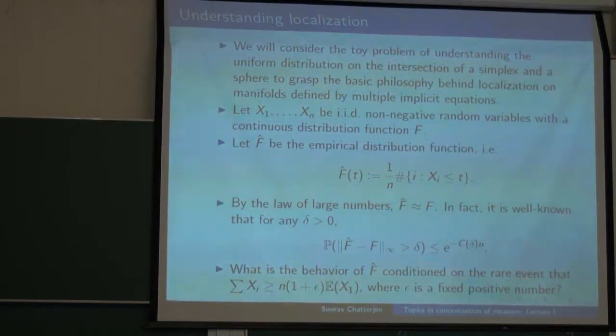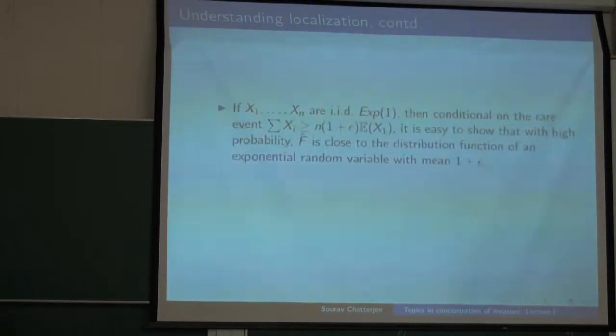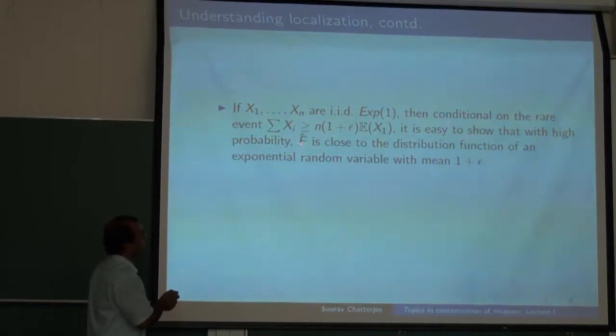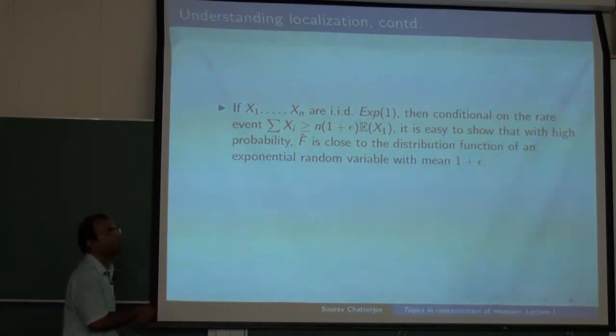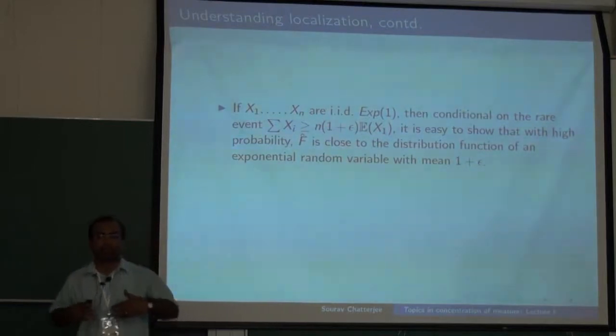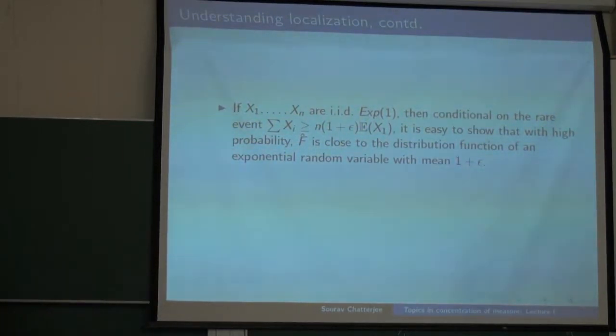So you have these IID variables, you construct the empirical distribution function, and you ask the question, what is this going to look like, conditioned on the rare event that the sum of the xi's is significantly bigger than what it should be. One can show, I'll not go into the proof, that if these are IID exponentials, then conditioned on this rare event, F hat is no longer close to F. It's close to the distribution function of an exponential random variable with mean 1 plus epsilon. So it remains exponential, but the mean becomes 1 plus epsilon.